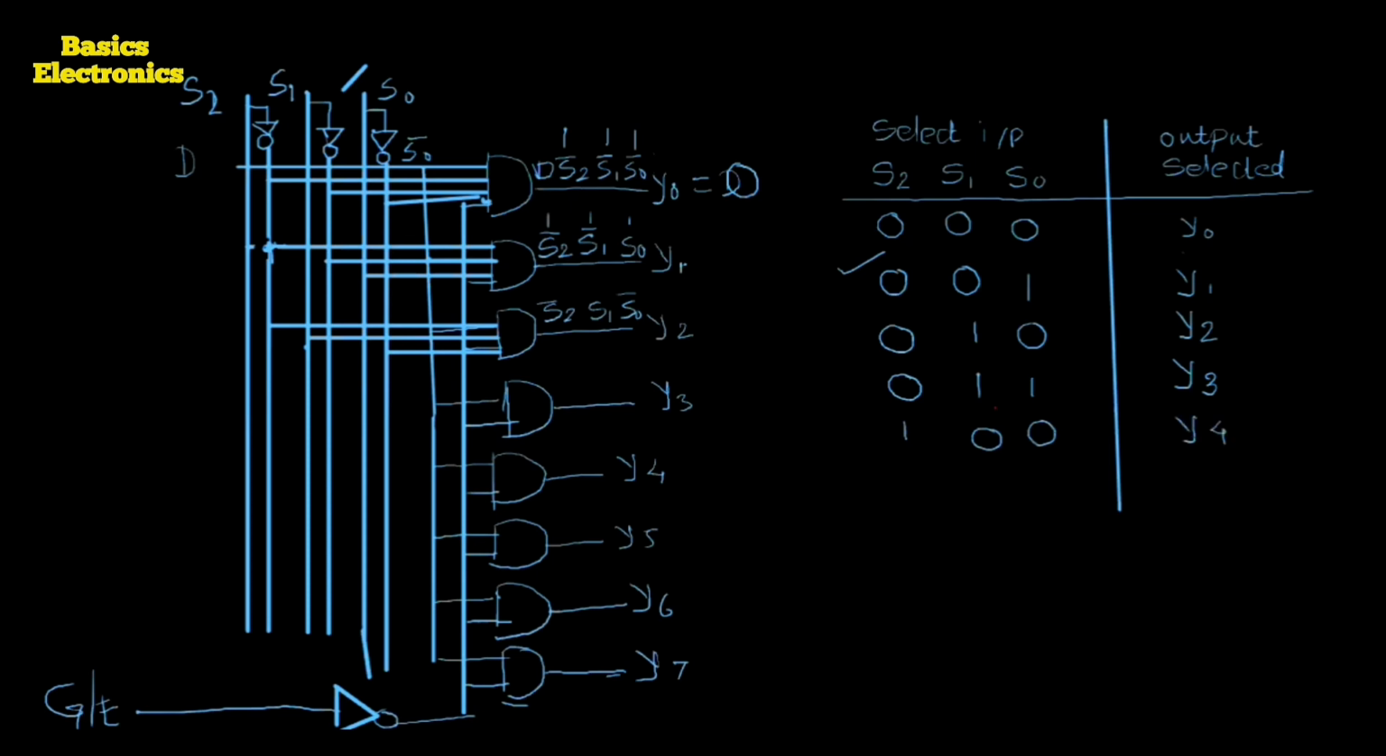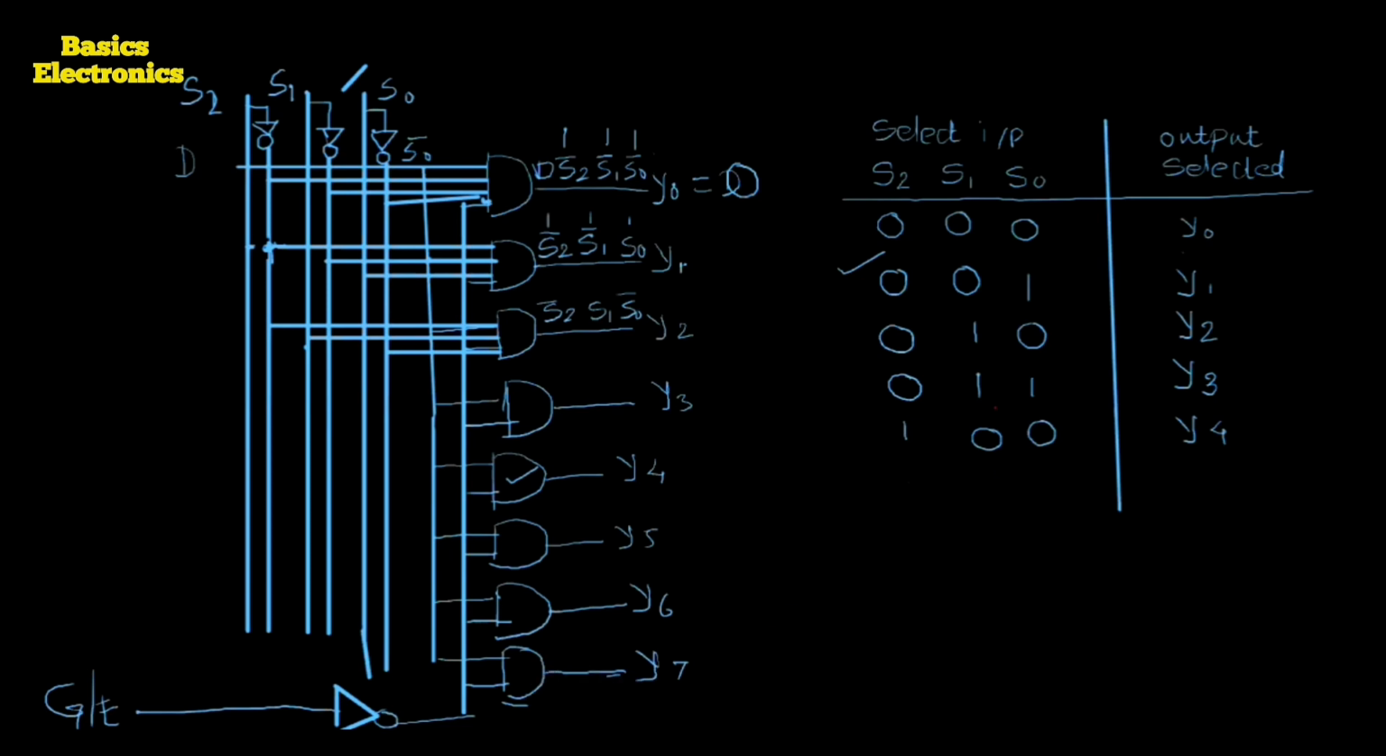And when we apply the select code 100, we require to make this gate only in enable condition having the output Y4 and all the remaining gates in the disable condition. So here 100 means for this gate the inputs are S2, S1 bar and S0 bar, because here 00 is there. If there is a 00, it means we require to connect the inverted line. So here the S1 bar line we have to connect and the S0 bar line we require to connect.